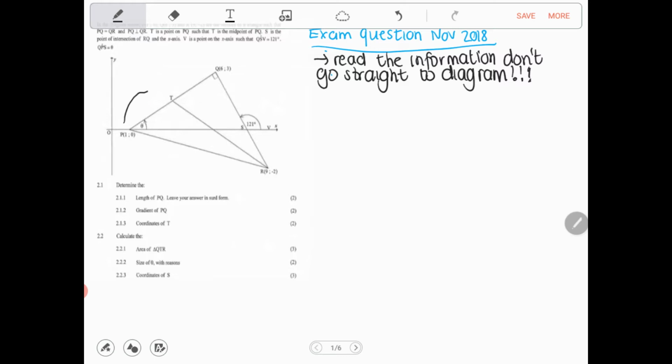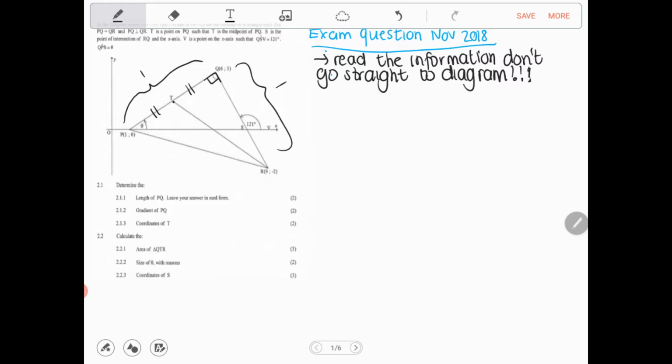So I'm just going to do this. Okay, so those two sides are equal. PQ is equal to QR. PQ is perpendicular. Okay, well, they have got that one, the 90-degree angle there. T is a point on PQ such that T is the midpoint. Okay, so because that's the midpoint, we can say that PT is equal to TQ.